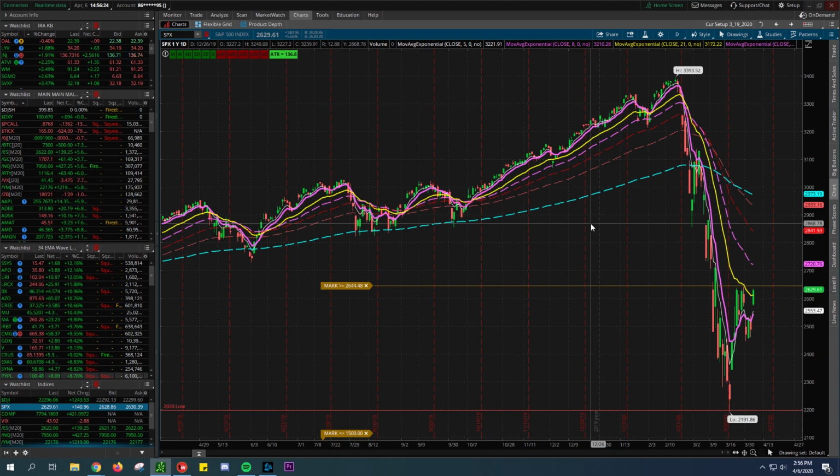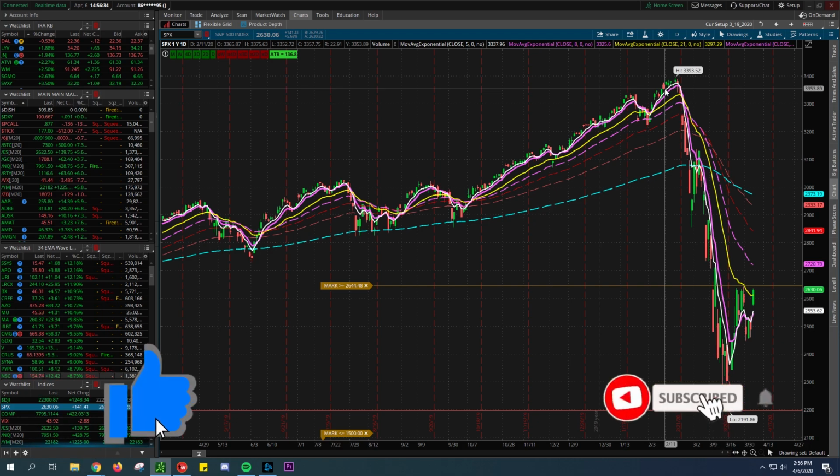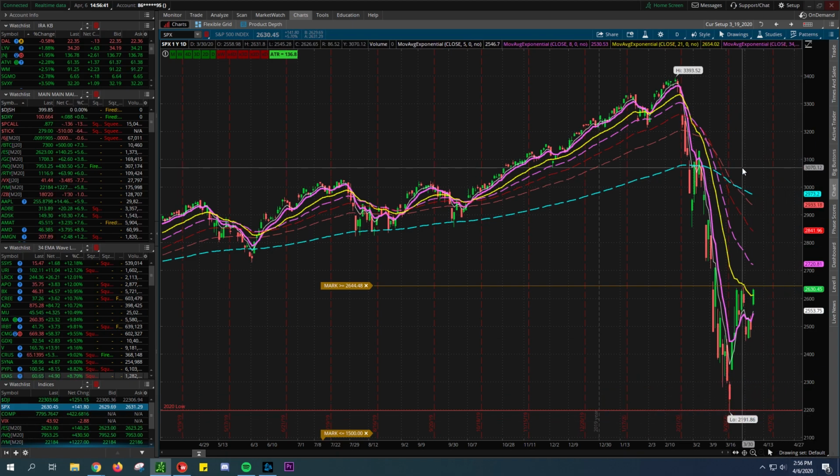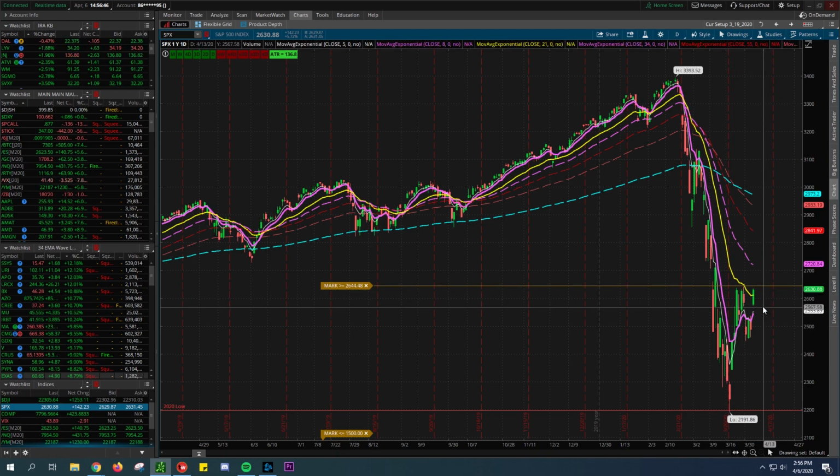All right, so now we are looking here at the chart. This is again the SPX, basically the S&P 500 index. It's currently trading at 2630. We're still currently in the market, almost 3 p.m. Eastern Standard Time here, looking at a very strong potential reversal.